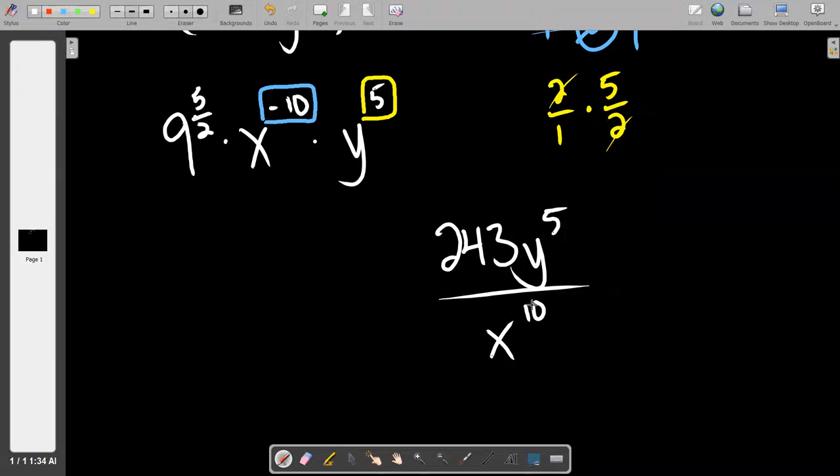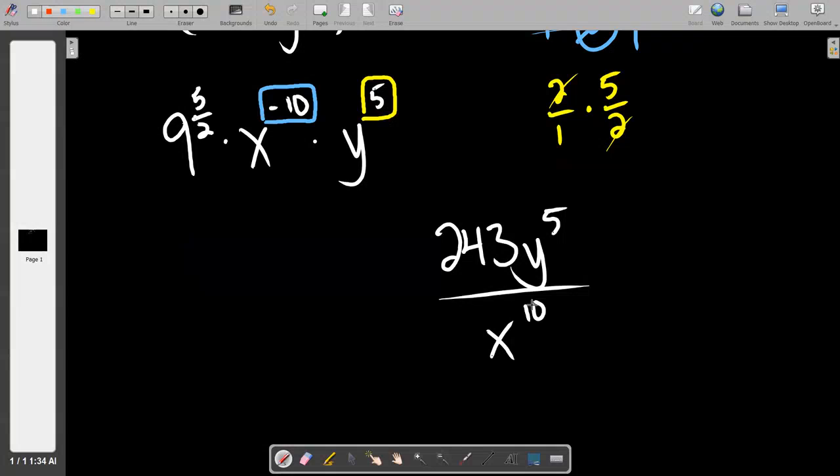So let's talk again. There are people in the room right now that want to know what happened and they're too embarrassed to ask. So let's help them out here. First off, let's talk about the yellow and the blue. Why did the y to the 5th stay on top? Because its exponent is positive, right? And then, of course, the x moved because its exponent is negative, right? So we got that down.